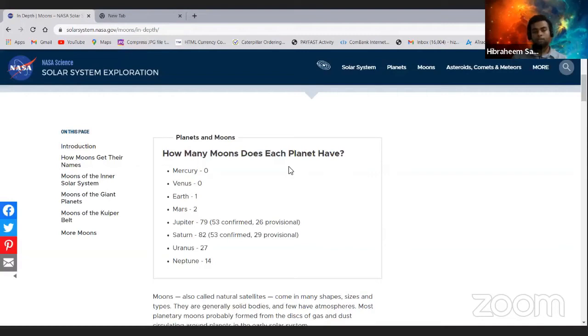This is just a representation of how many moons each planet has. Here we are discussing the planets in our solar system. Like I said, not all planets have satellites. Mercury doesn't have a satellite.